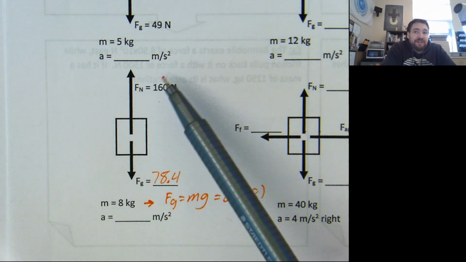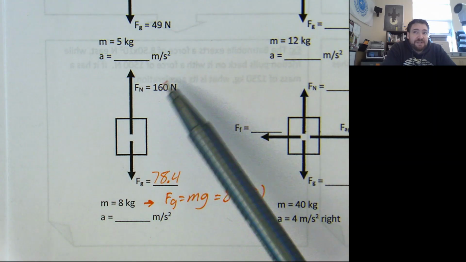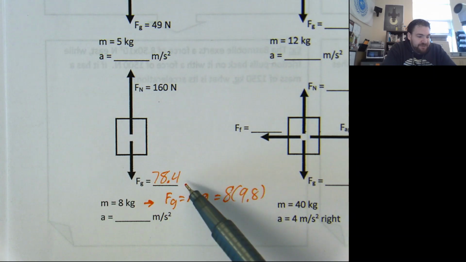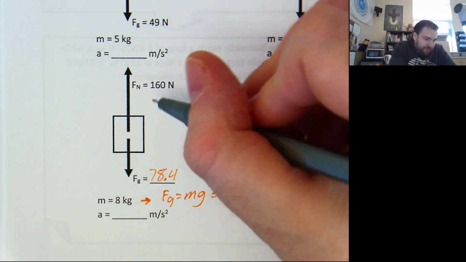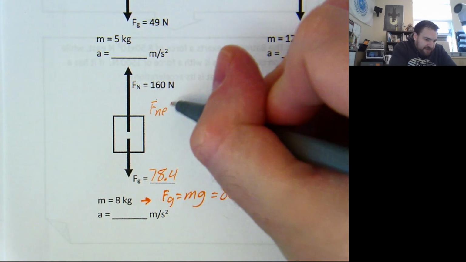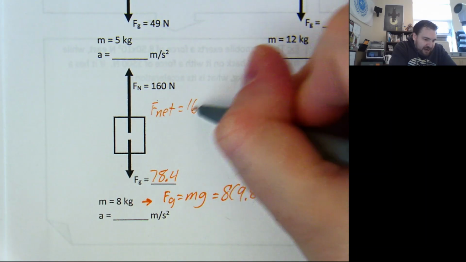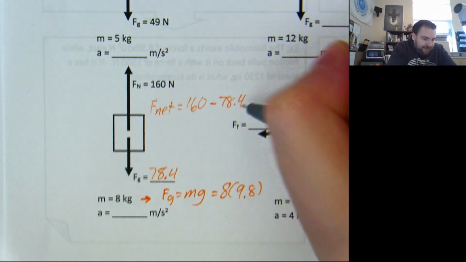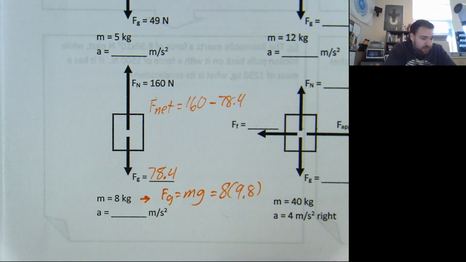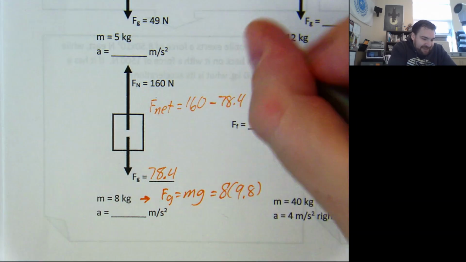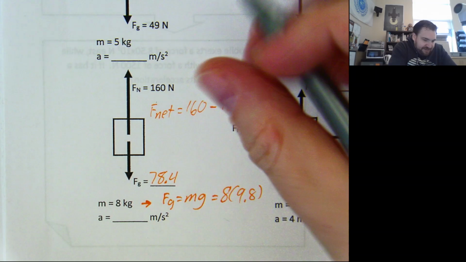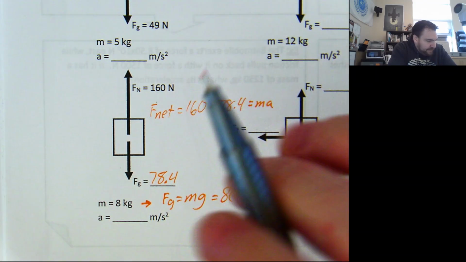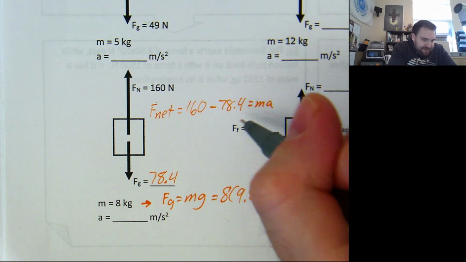Now, if you're experiencing this, 160 upwards, 78.4 downwards, that means these two forces are not balanced, and so you're going to have a net force. F net is going to be the 160 up minus the 78.4 down. And that's going to be equal to a mass times an acceleration. Now, we know the mass is 8, but we'll get there. So this is going to be 160 minus 78.4.